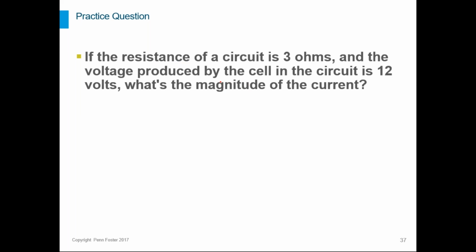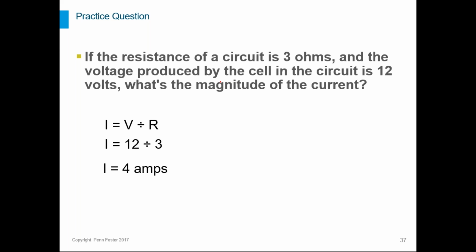And one more practice question. If the resistance of a circuit is 3 ohms and the voltage is 12 volts, what's the magnitude of the current? So current equals voltage divided by resistance. Current equals 12 divided by 3, because we had 12 volts and 3 ohms. And that means our answer is 4 amps.